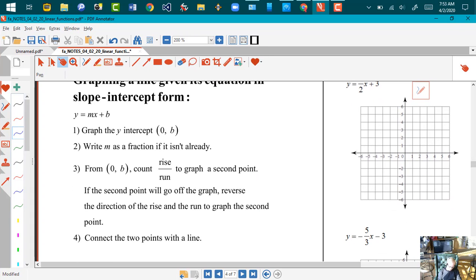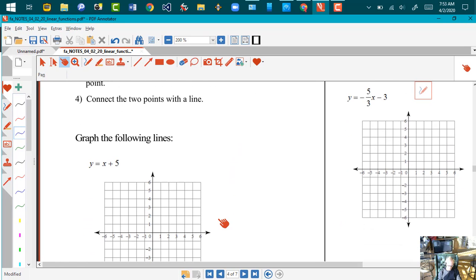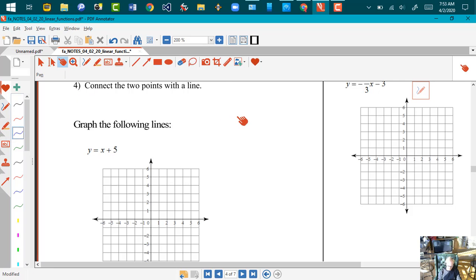Okay, the most important thing: how to graph a line if you are given it in slope-intercept form. Now, there's actually also something referred to as the standard form of a line, which is ax plus by equals c. Generally, I think the algebra teachers here at the high school, when you're graphing a line, usually want you to put it in slope-intercept form and graph it that way.